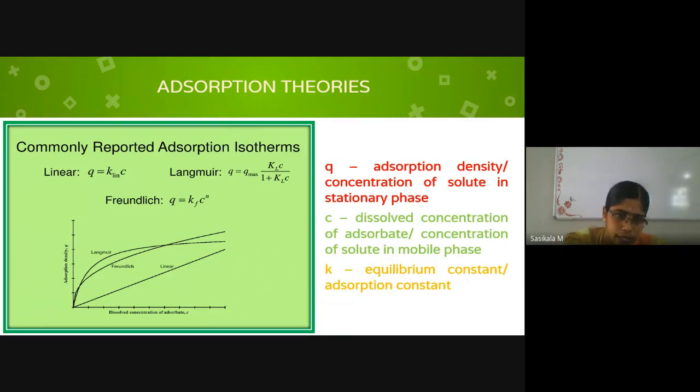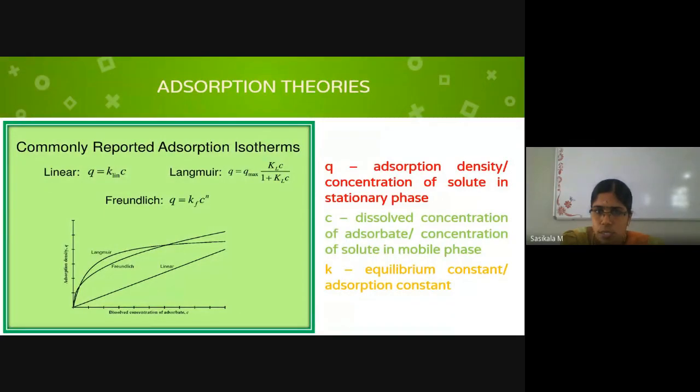You can find linear adsorption isotherm, and Freundlich, where the dissolved concentration of adsorbate, that is in the mobile phase, is slightly increased and it is coming to the linear position. But Langmuir is highly non-linear. So Freundlich is medium adsorption, where Langmuir is non-linear. And K in this equation represents the equilibrium constant between two factors, concentration of solute in stationary phase and concentration of solute in mobile phase. With these two factors, the equilibrium constant K is also called the adsorption constant, since it comes into the process of adsorption.